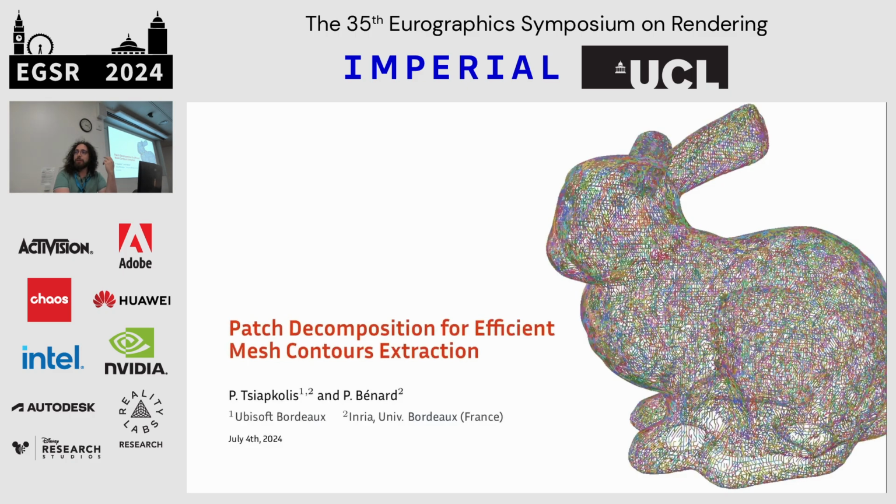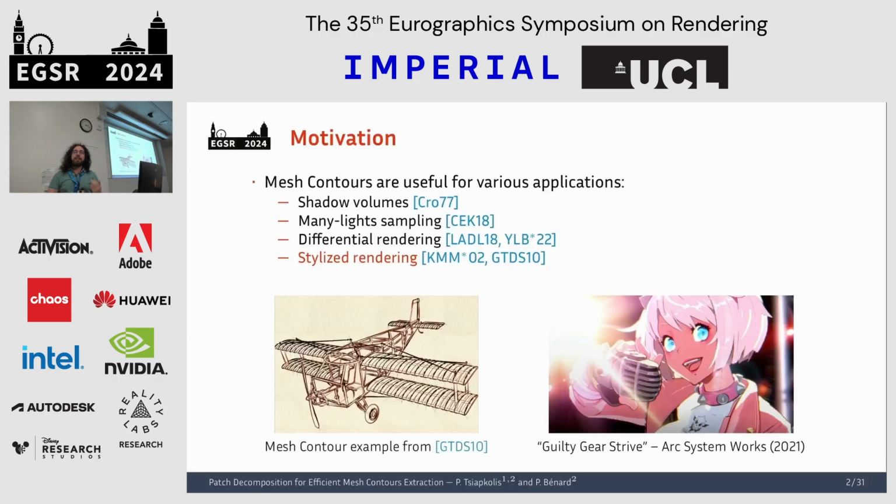I'm presenting my work on mesh contour extraction. And so what's mesh contour? Well, to simplify, we want to find the silhouette of a mesh. This is useful for a lot of applications like shadow volumes, magnetic sampling, differential rendering. But I'm mostly interested in stylized rendering, especially line rendering.